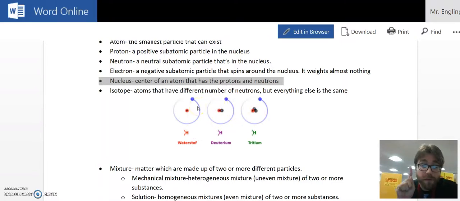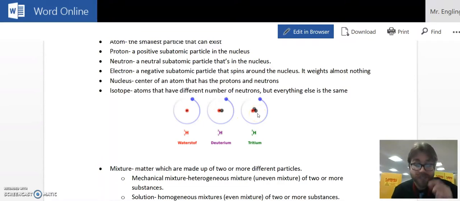But in an isotope, only one thing changes, the number of neutrons. It's the only thing that changes. So the proton stays the same. The proton is the same in all of these. The electron stays the same in all isotopes. The only thing that changes is the number of neutrons. We go from having 0 neutrons to 1 neutron to 2 neutrons. The neutrons are changing, and that makes these things isotopes.